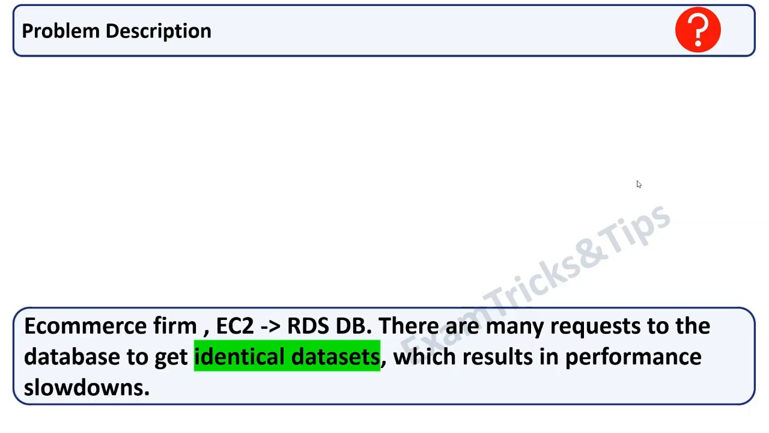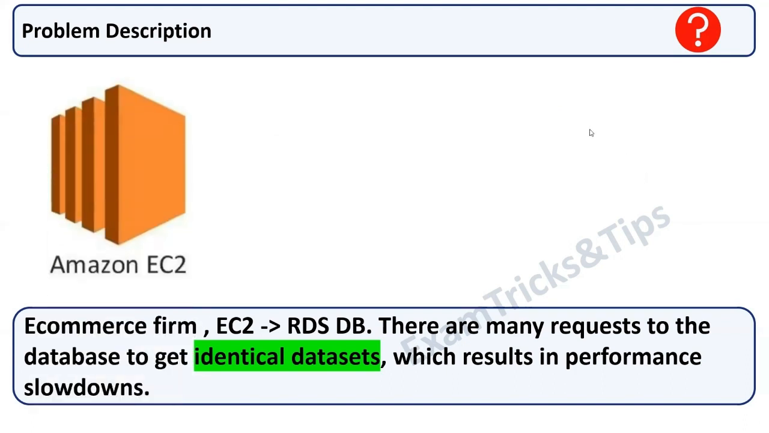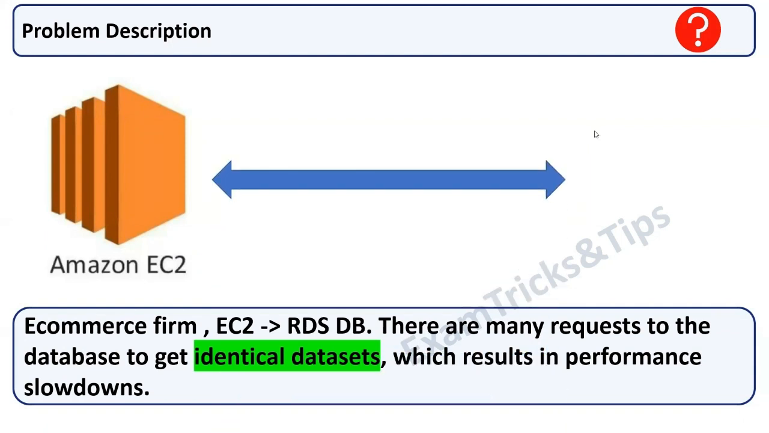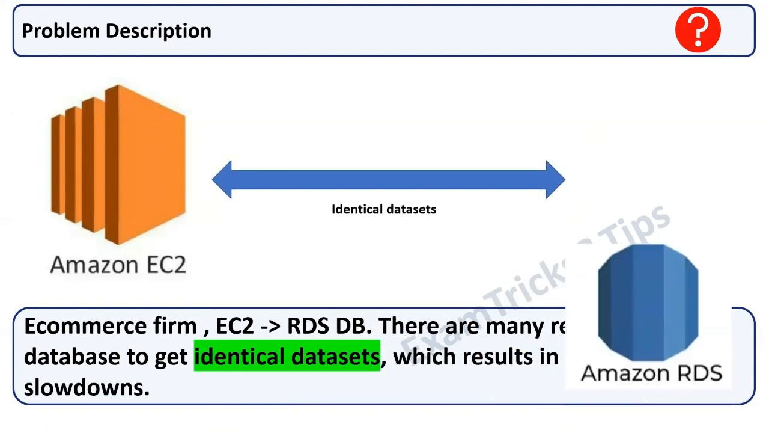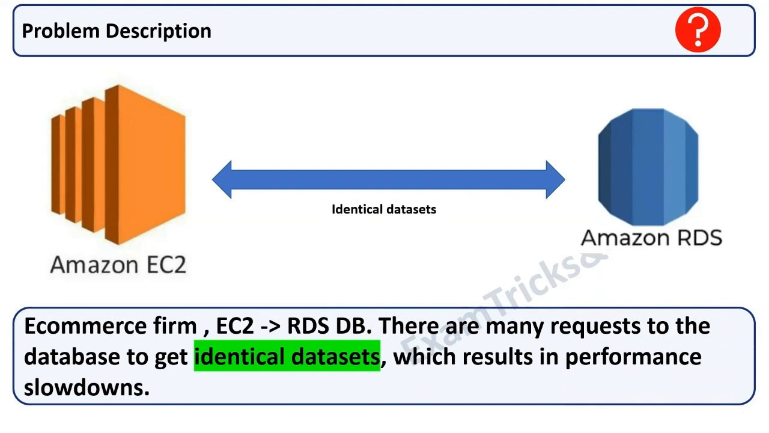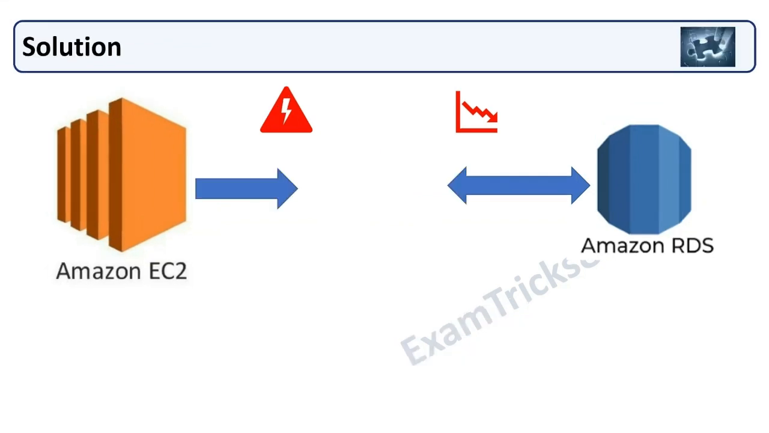So let's understand the problem description here. We have an e-commerce firm which is using EC2 as its compute tech stack, and it's talking to RDS database, and it is requesting identical data sets on regular basis. And this situation is causing overall degradation in the performance of overall solution. We have done similar problems in past. Whenever we have a situation where we are requesting identical data sets on regular basis from a database, the solution is to have some sort of caching. And that's what we're going to try here.